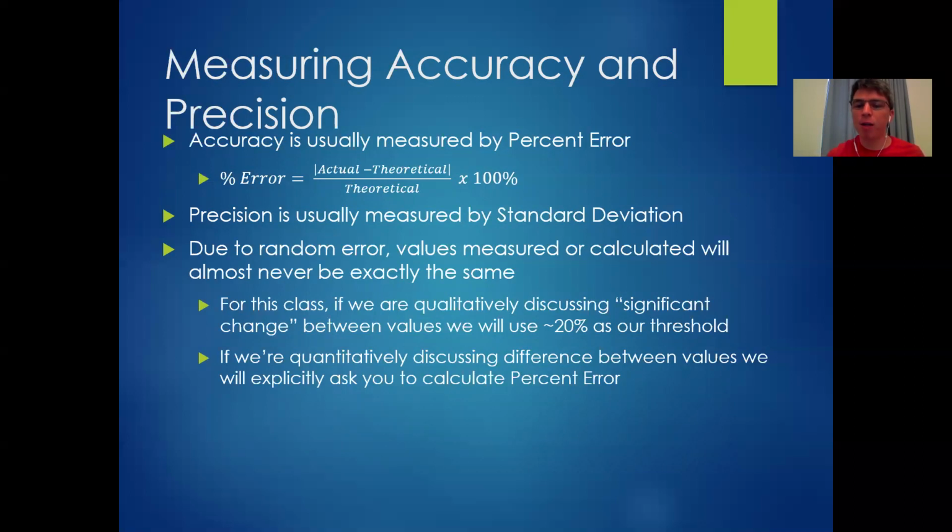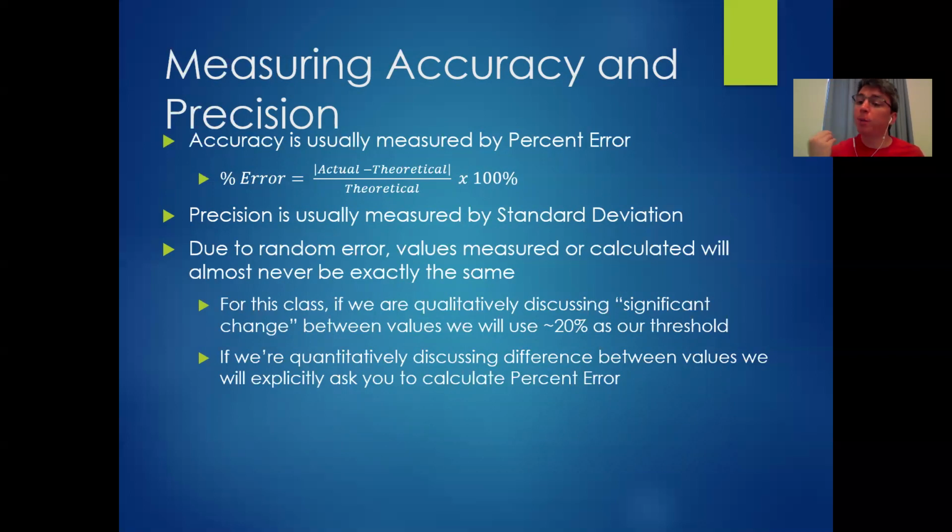Again, random error, or that estimated error. Values measured and calculated will almost never be exactly the same. I could take this pen and put it on a scale in lab and get some value for it. Take it off, put it back on. The exact same pen, the exact same conditions, and the mass would be slightly different. That's due to random error. So don't worry if not all of your numbers are exactly the same every time.